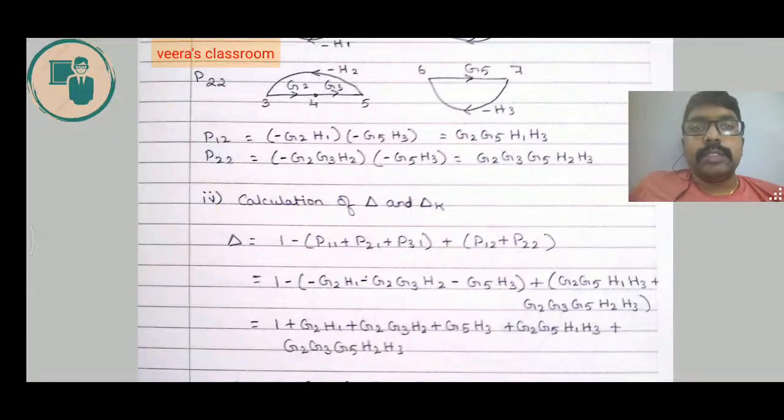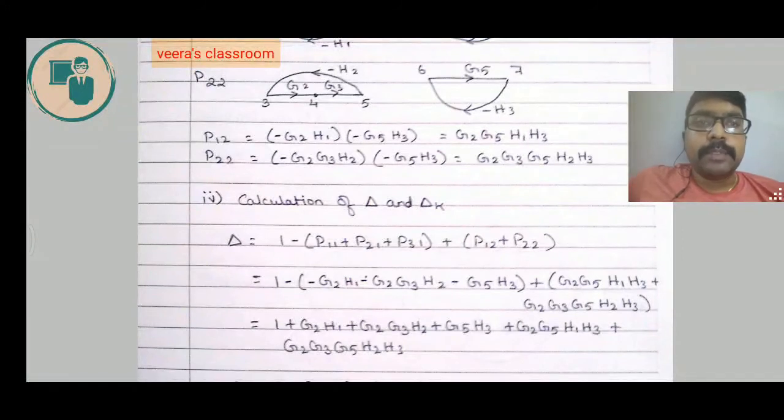In this problem it's simpler, so we'll substitute all those values of P11, P21 and P31. The substitution gives 1 minus, open the bracket, minus G2 H1 minus G2 G3 H2 minus G5 H3 plus G2 G5 H1 H3 plus G2 G3 G5 H2 H3. When you expand this term, or multiply the minus sign inside, it's going to be 1 plus G2 H1 plus G2 G3 H2 plus G5 H3 plus G2 G5 H1 H3 plus G2 G3 G5 H2 H3. So we have found the value of del.